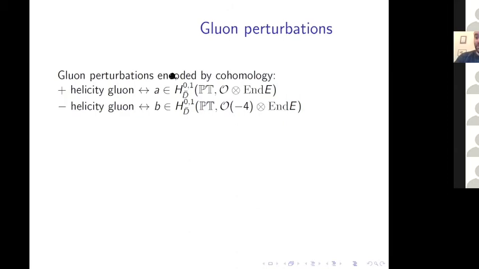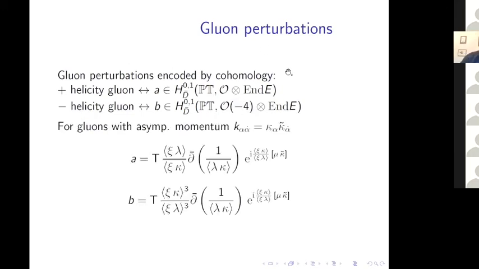What about gluon perturbations? Well, those are encoded by cohomology on twistor space. So in particular, positive helicity gluons are given by homogeneous (0,1)-forms that are annihilated by this partial connection big D bar, are not big D bar exact, and take values in endomorphisms of the bundle. Negative helicity gluons, same thing, except they have a different homogeneity weight. The homogeneity weight is -4 on twistor space.